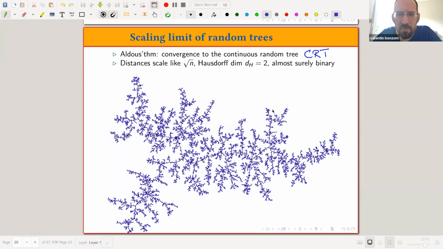So this is a simulation of the continuous random tree. Distances scale like square root of n, where n is the number of nodes, and it has Hausdorff dimension 2, meaning it's a fractal object. You would think a tree has dimension 1, but the continuous random tree does not have dimension 1, it's dimension 2. It's Hausdorff dimension. Okay, but it's a random object, so here it's just an instance of this object.